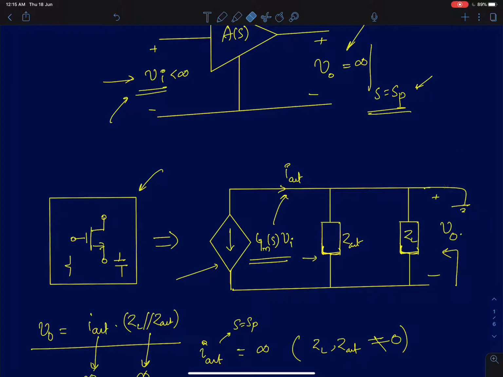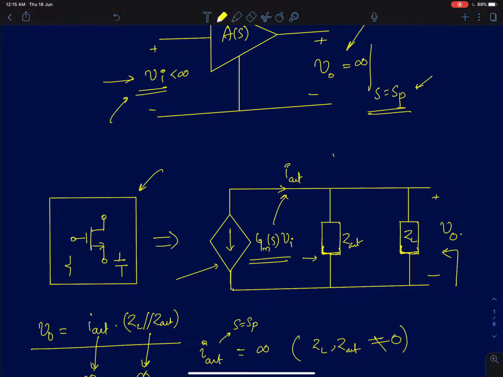And Z out is measured by making the input go to 0 and finding the output impedance of this amplifier circuit seen at the output terminal. In this Z out, we are excluding ZL. So whatever load impedance is connected, we exclude that and measure the output impedance seen at the output terminal of the amplifier. When you measure output impedance, we make Vi equal to 0. This is something we are already aware of.